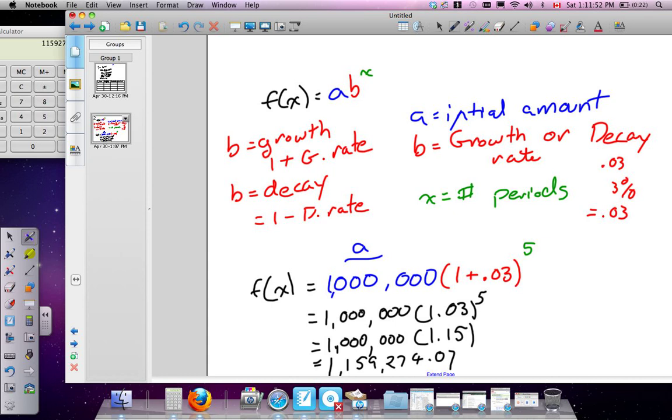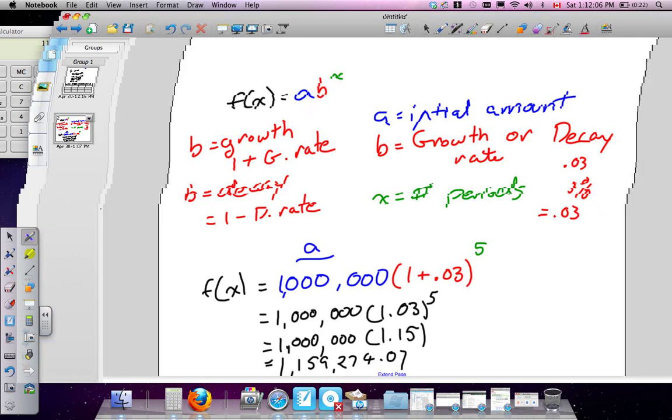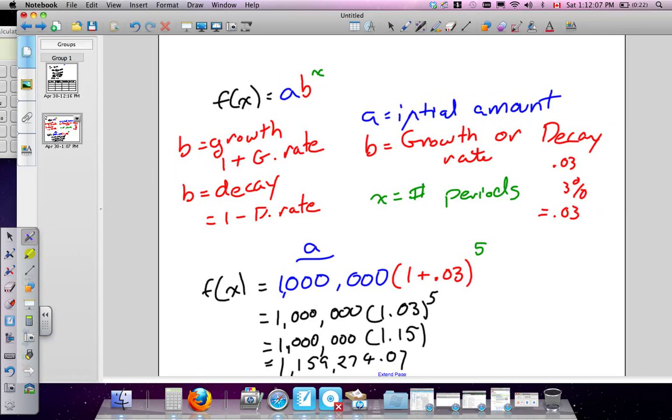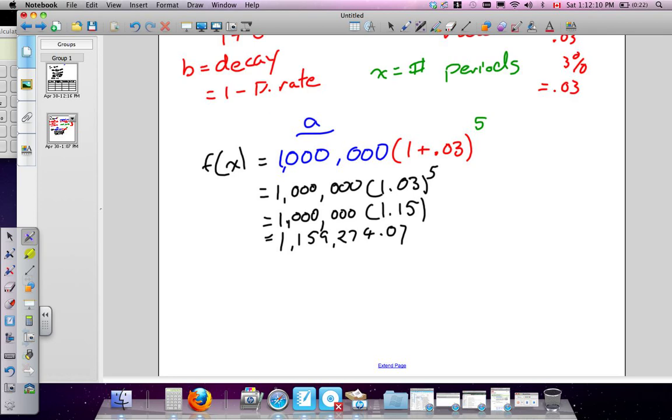So if they give you any word problems, initial value is always your A. How do you know if it's a growth or decay? Usually the question will let you know. But let's say they give you an actual equation and ask whether it is growth or decay. Good question. Let's make one up.